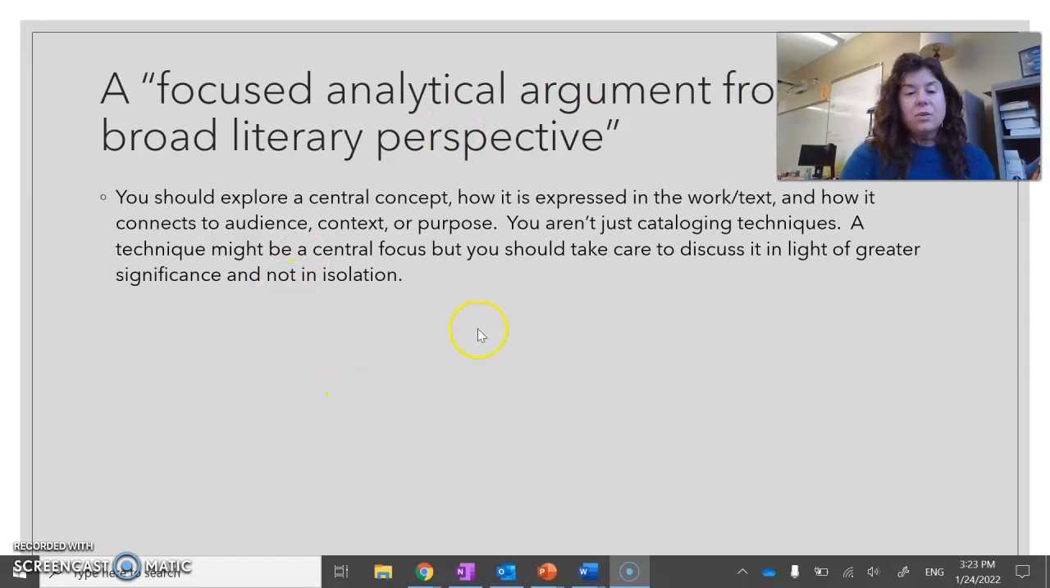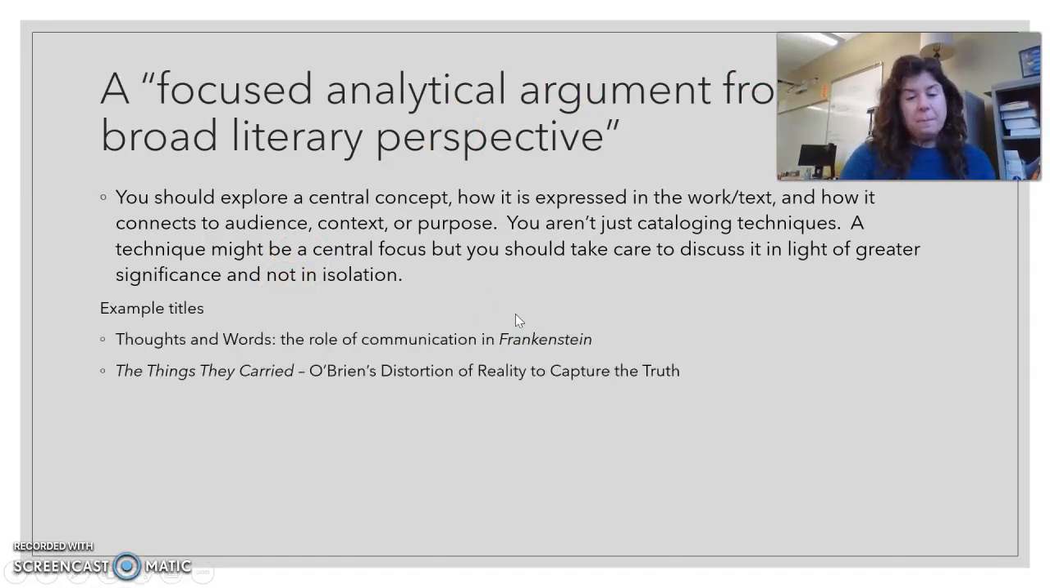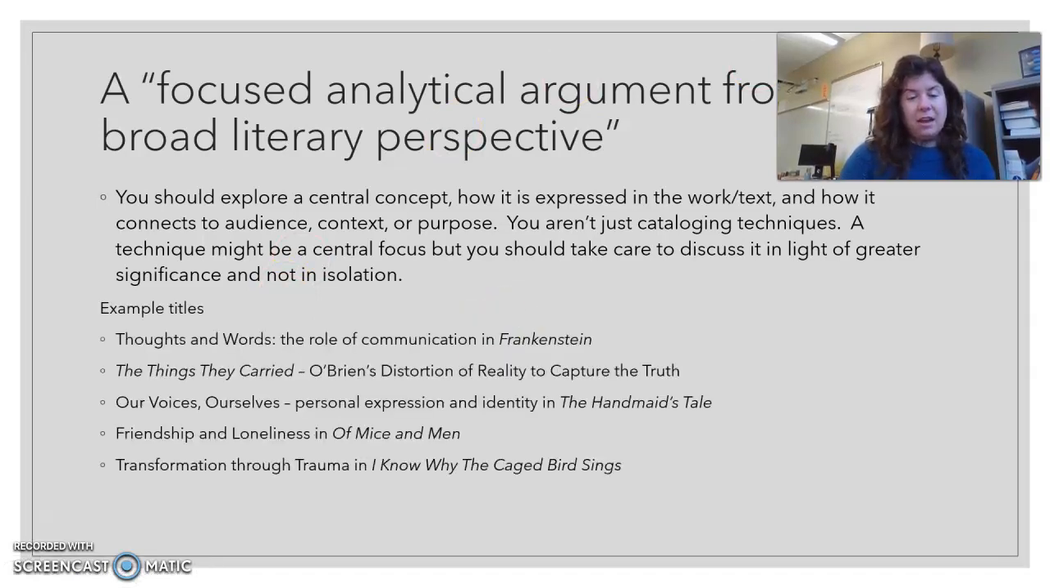So here are some sample titles that convey a focused analytical argument taken from a broad literary perspective. So thinking about how the trauma that Maya Angelou undergoes and how she writes about that in I Know Why the Caged Bird Sings and how that transforms her, you would probably write about technique, right?